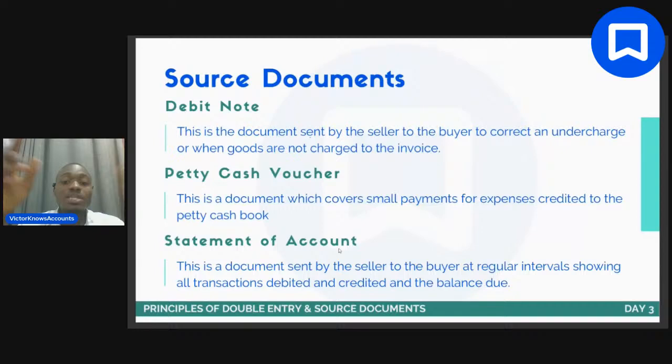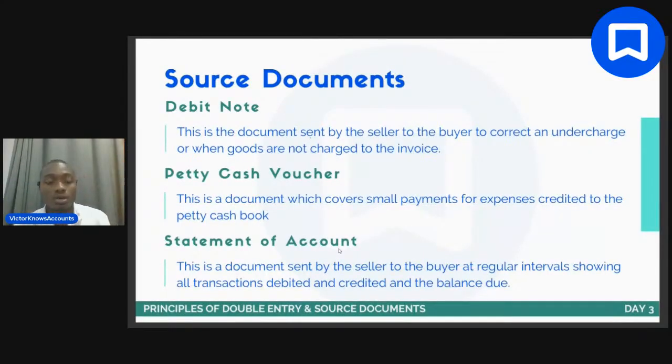That's actually the major reason for showing the statement of account. You want to avoid any dispute, so that the supplier and the buyer can know every transaction that has happened within that particular period and the amount that the buyer still needs to pay to the supplier. So that's that for source documents.